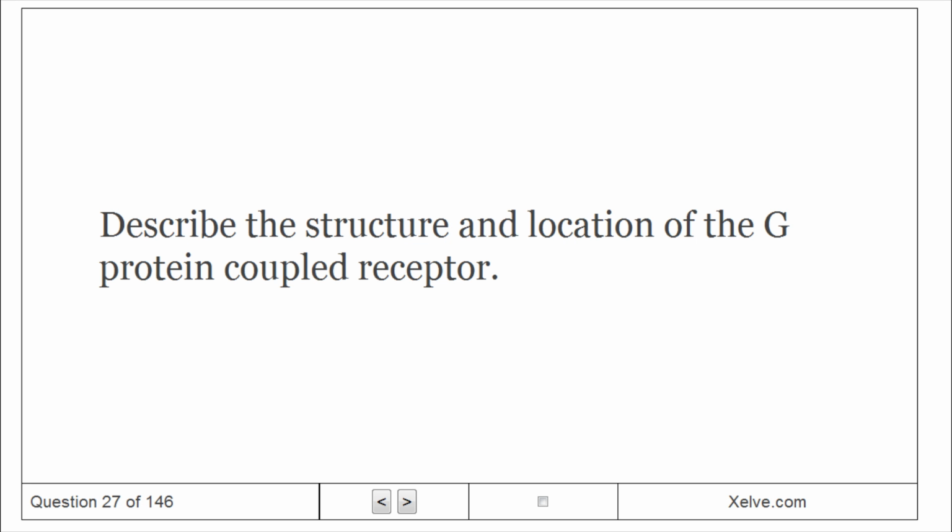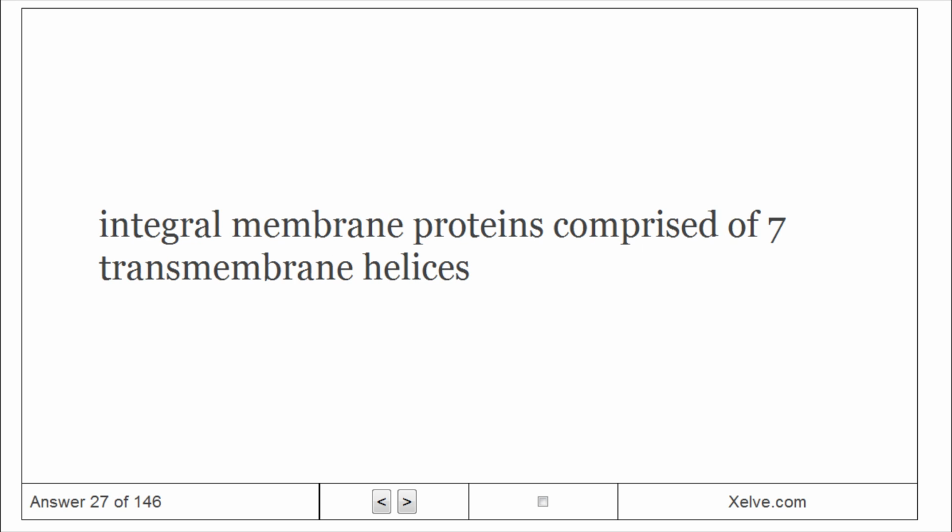Describe the structure and location of the G-protein coupled receptor. They are integral membrane proteins comprised of 7 transmembrane helices.